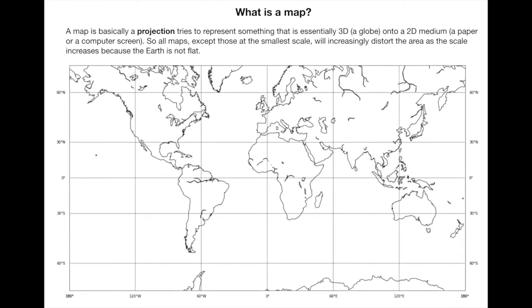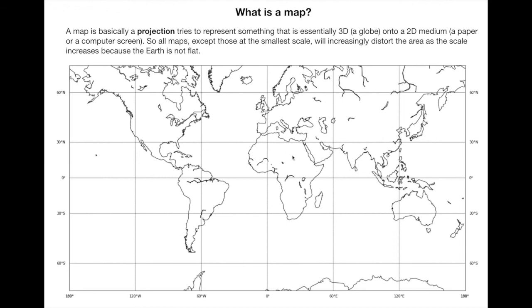So first of all, what is a map? A map is basically a projection that tries to represent something 3D onto a 2D medium, because we're living on the Earth, which is not flat. So we're trying to project something 3D to a 2D plane. It's very convenient, you can see everything, but make sure you understand that all maps are distorted in some way. This is an example of a world map you've probably seen a lot. These are coastlines, and you see North America, Asia, Africa.